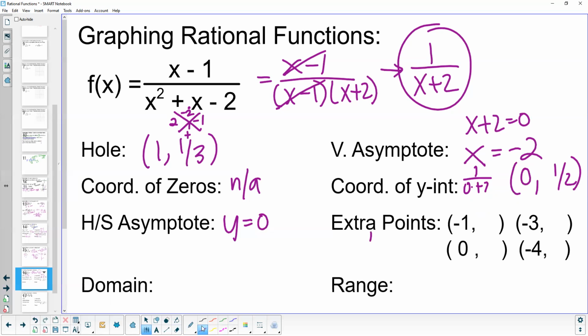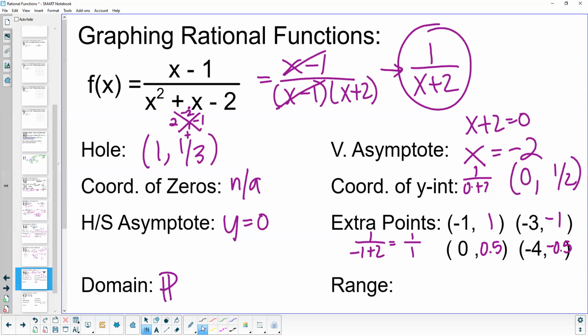So here we've got 1 divided by -1 plus 2, which is 1 divided by 1, or 1. We can follow that same process and we end up getting that -3 produces a -1. If I put 0 in, I get a 0.5 out. And if I put -4 in, I get a -0.5 out. Awesome. Then we're going to have our domain and range.